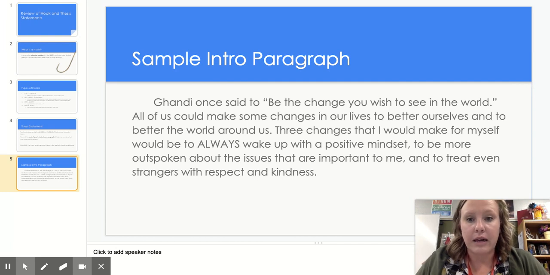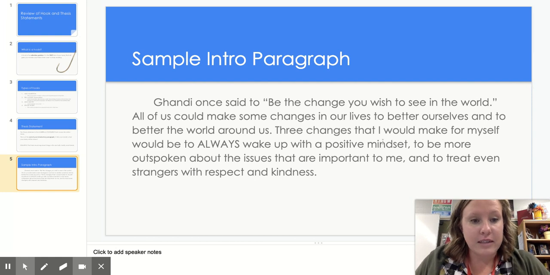Okay, so my hook is, Gandhi once said, be the change you wish to see in the world. Okay, so clearly I used a quote. So my essay is either going to be on Gandhi, on change, or changing the world. Okay. So there's my quote. Gandhi once said, be the change you wish to see in the world. All of us could make some changes in our lives to better ourselves and to better the world around us. So there's that sentence that connects the hook to what this essay is going to be about. Something about making changes, right?